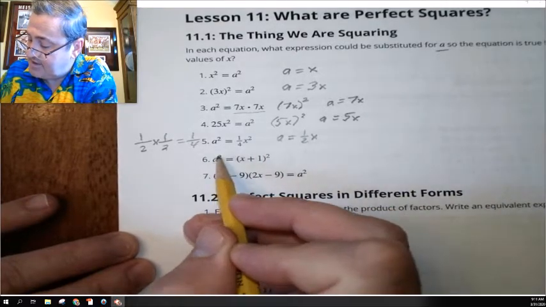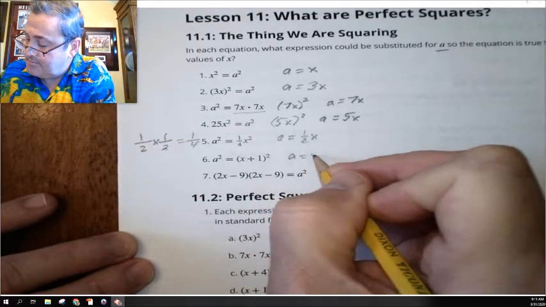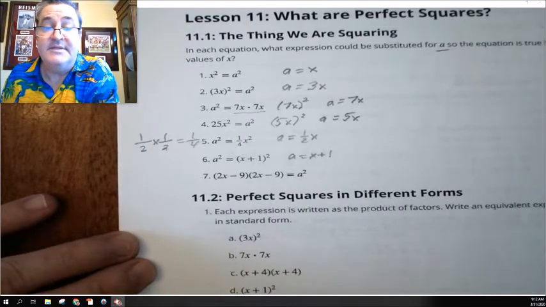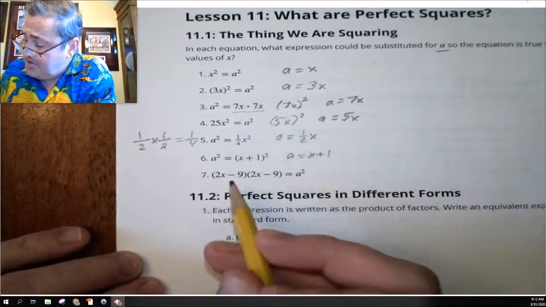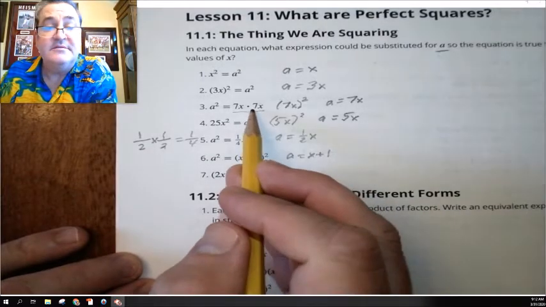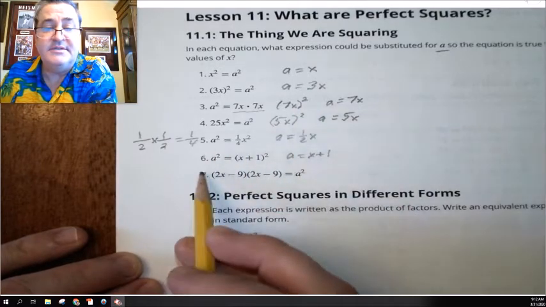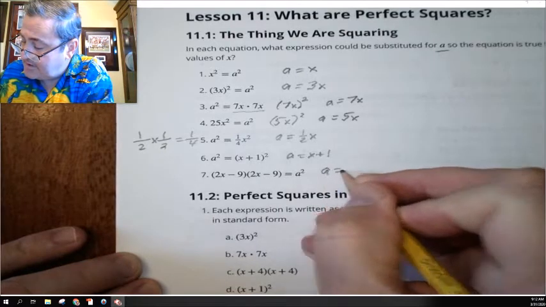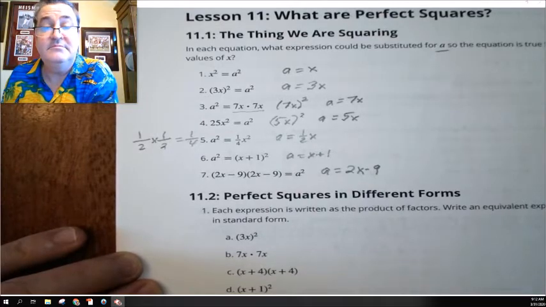So in this, a squared would equal x plus 1 squared. Well, a must equal x plus 1, because that would make it the same as this. Excuse me. 2x minus 9 times 2x minus 9 equals a squared. Well, this is just like this, right? Multiplied by itself would be the same as 7x squared. So this is the same as 2x minus 9 squared. So a must equal 2x minus 9. Okay, those aren't so bad.